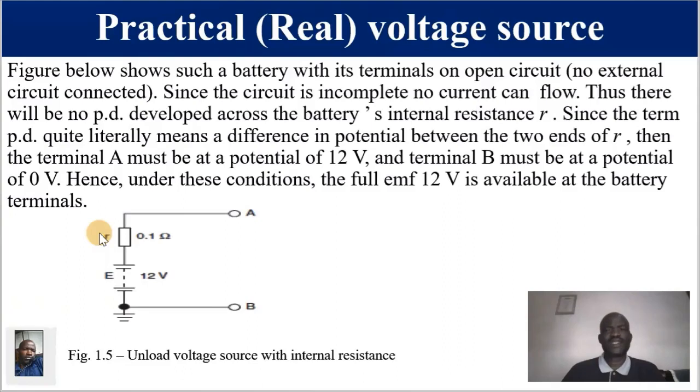Please take note, that's a very important point. The moment we complete the circuit by connecting a load across AB, current is going to flow and there's going to be a drop across small letter r, although, as I say, it is small.